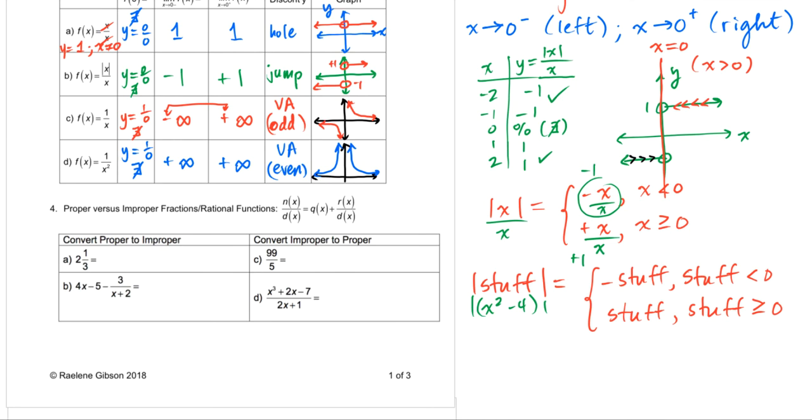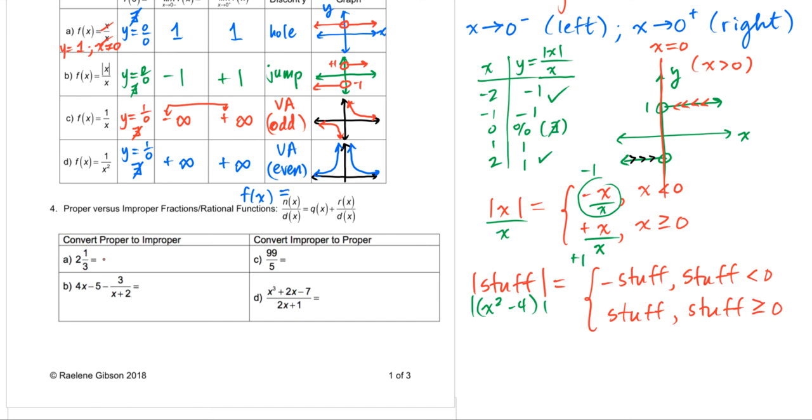Okay, the next thing we need to be comfortable with is converting our fractions between proper and improper form. So considering our rational functions are ratios or fractions of polynomials, we can consider first of all looking at number fractions before moving on to algebraic fractions.